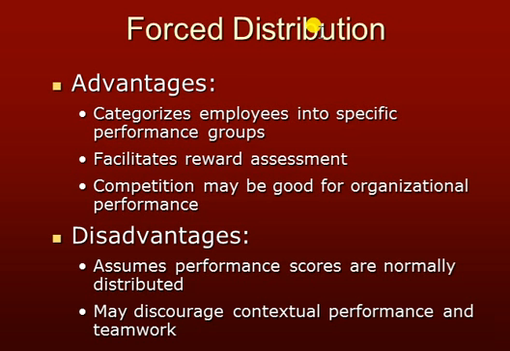Now in this type of system, employees are apportioned according to an approximately normal distribution. Now for example, 20% of employees must be classified as exceeding expectations, and 70% must be classified as meeting expectations, and 10% must be classified as not meeting expectations.